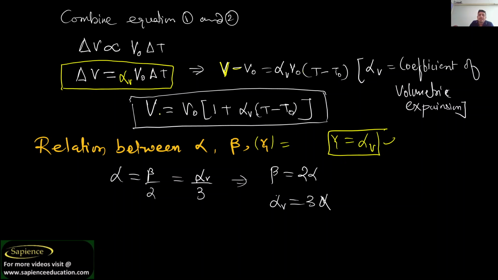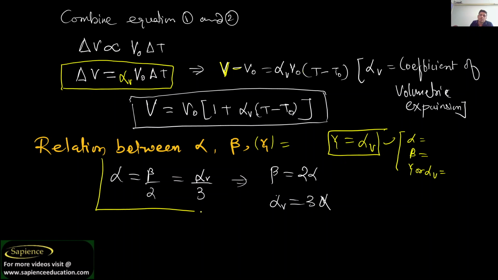Okay, now here we can write V is equal to V naught into 1 plus alpha V into T minus T naught, right? So how many coefficients of expansion have you got? That is your alpha, the coefficient of thermal expansion, linear expansion. Beta is your coefficient of areal expansion, and gamma, or alpha V, is your coefficient of volumetric expansion.